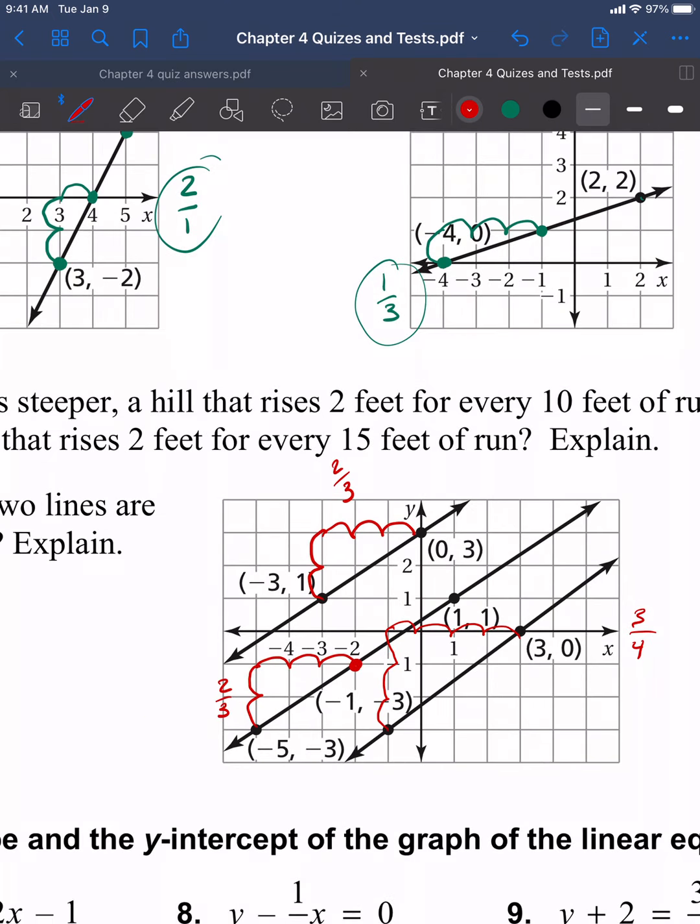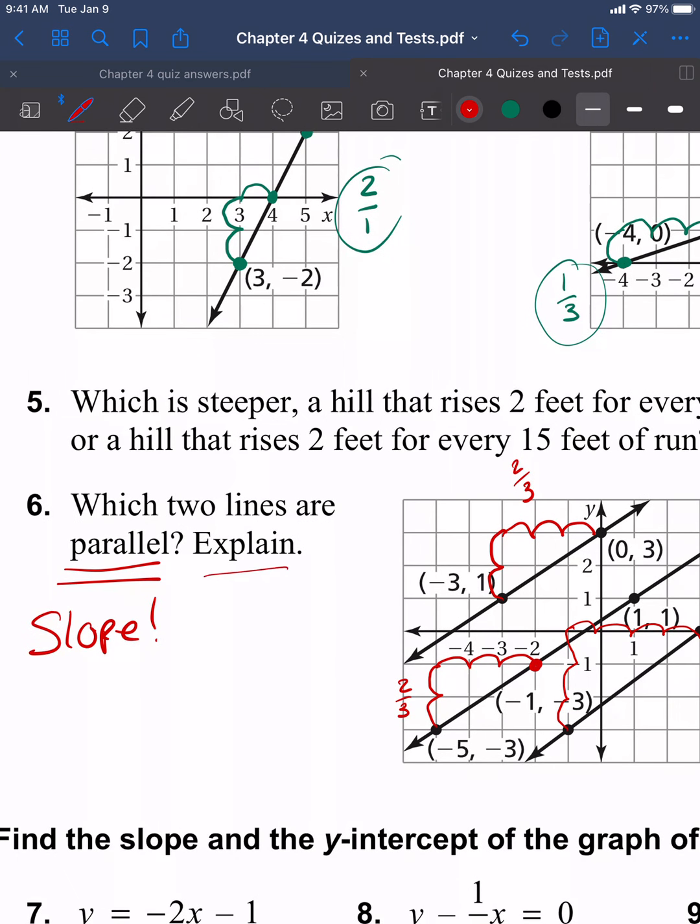Okay, so which two lines are parallel? Explain. The top line and the middle line, I would say, since they didn't label our lines for me. I could say top and middle. Explain. They have the same slope. Good.